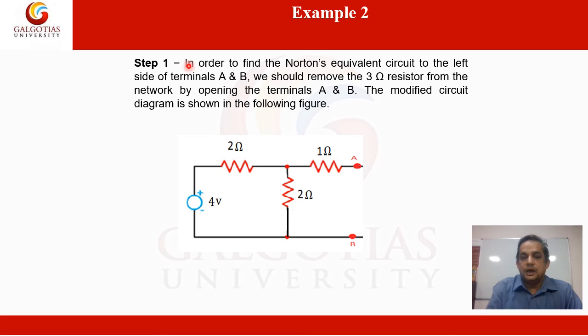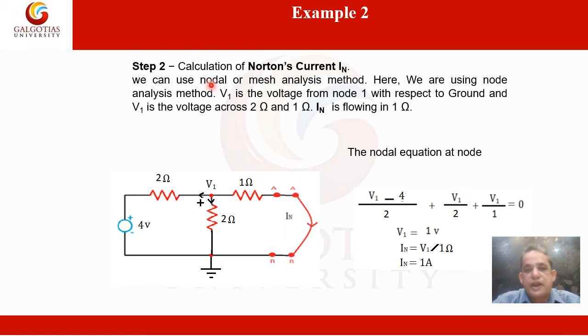Step 1, in order to find the Norton equivalent circuit to the left side of terminals A and B, we should remove the 3 ohm resistor from the network by opening the terminals A and B. The modified circuit diagram is shown in the following figure. Here we remove the load resistance. Now come to step 2, calculation of Norton current IN.